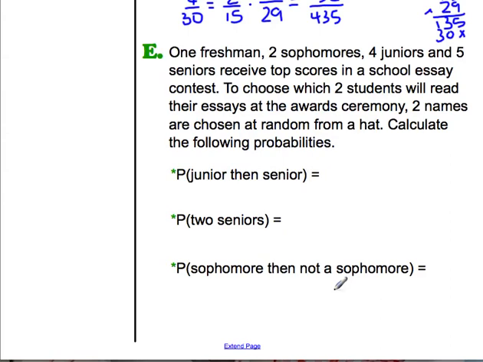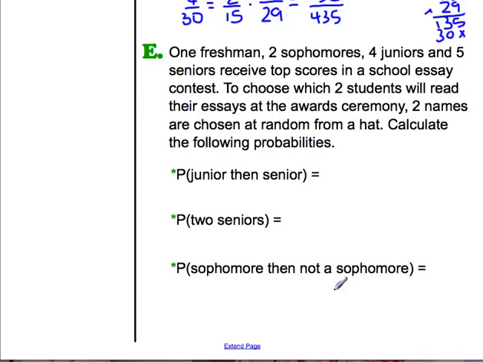We have 1 freshman, 2 sophomores, 4 juniors, and 5 seniors that receive top scores in a school essay contest. Now, we need to choose 2 students to read their essays at the awards ceremony. So they're going to take their names, throw them into a hat, and choose 2 of them at random. Now remember, this means we're not replacing the names.